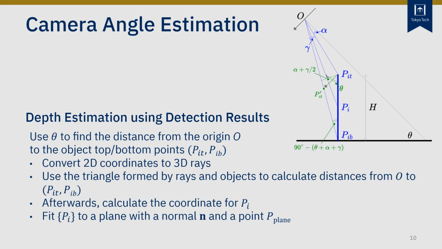We use the triangles formed by the rays, the object, and the camera axis to calculate distances using angle properties and trigonometry. Afterwards, we use all the angles and the distances to calculate the coordinate for object Pi. After we get the 3D coordinates for all objects, we regress a plane that fits the set of points the best.